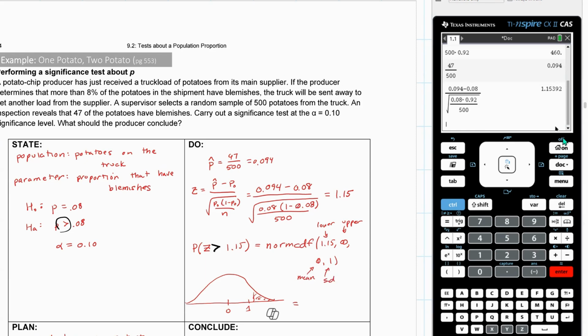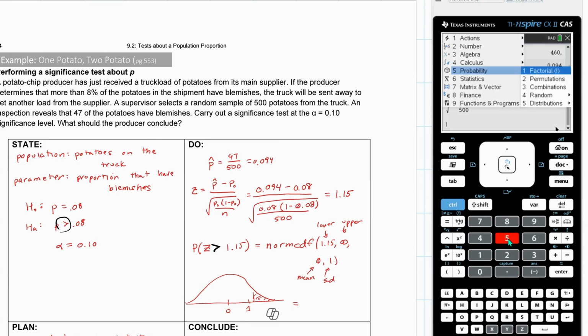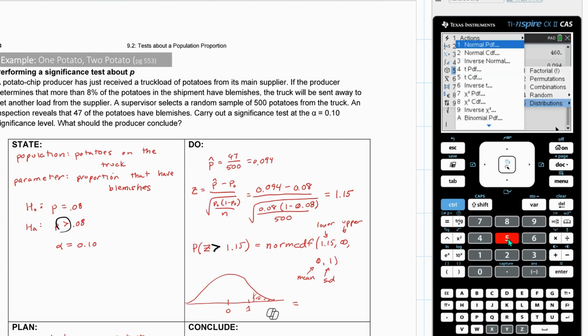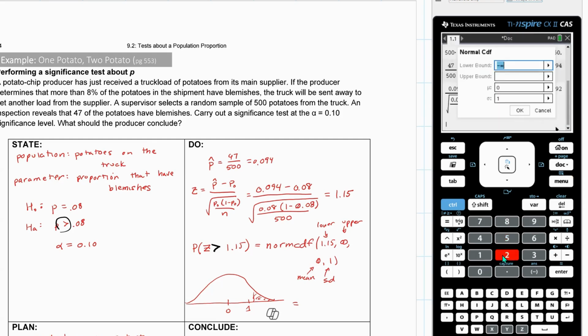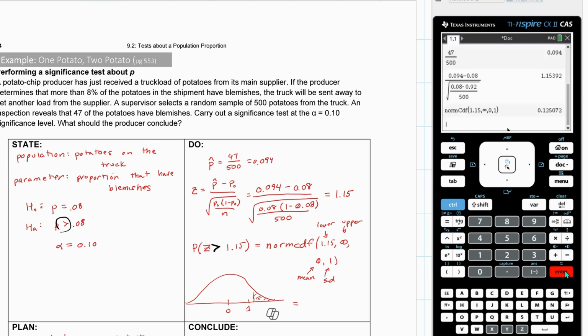Let's go ahead and put that in the calculator. Menu, distributions, sorry, probability distributions, normal CDF, negative 1.15 to infinity, with 0 and 1 being our mean and standard deviation, and we get a p-value of 0.1251, which is, again, 4 digits accuracy there, please.